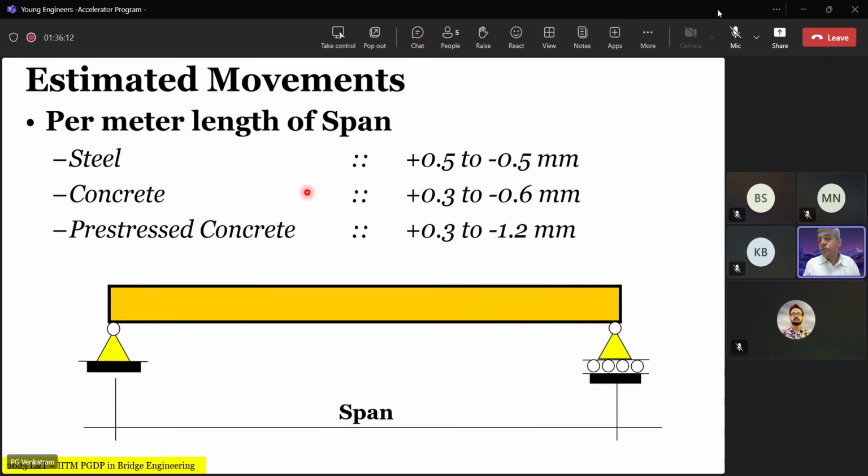So when you choose your bearings, you need to take care of it. The expansion side is generally smaller. The contraction side is generally larger. This you have to be careful about, except steel. Steel has both equal.